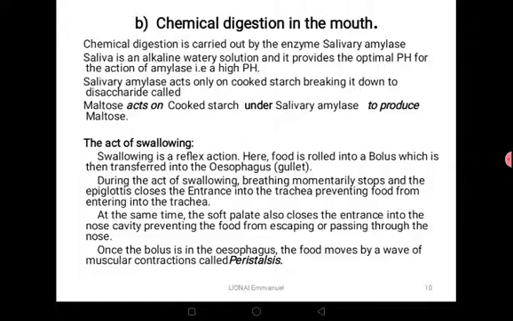As soon as the food reaches the pharynx, the soft palate, swallowing is automatic, and you cannot stop it when it starts. We shall look at those reflex actions more in a topic called coordination. Make sure you are there to learn more about reflex actions. And then this food is rolled into a bolus, which is then transferred into the esophagus or the gullet. During the act of swallowing, breathing momentarily stops, and the epiglottis closes the entrance into the trachea, preventing the food from entering the trachea.